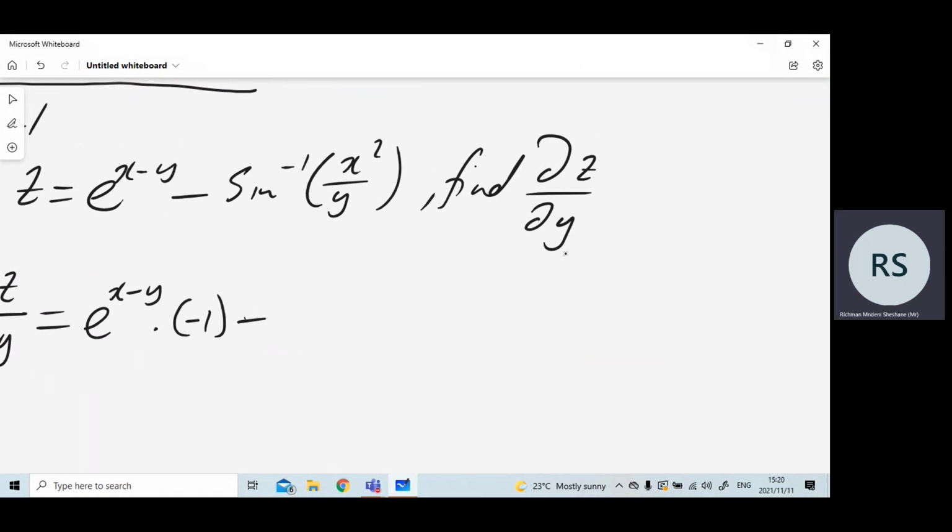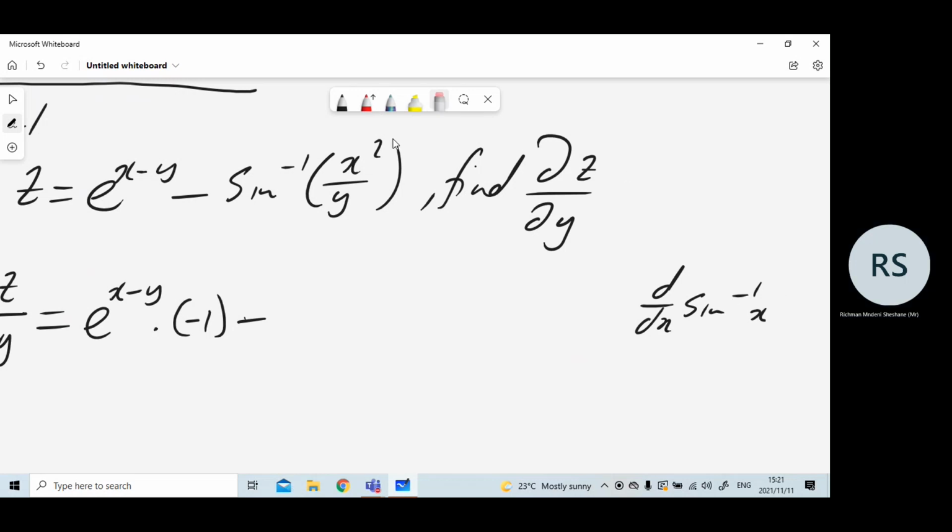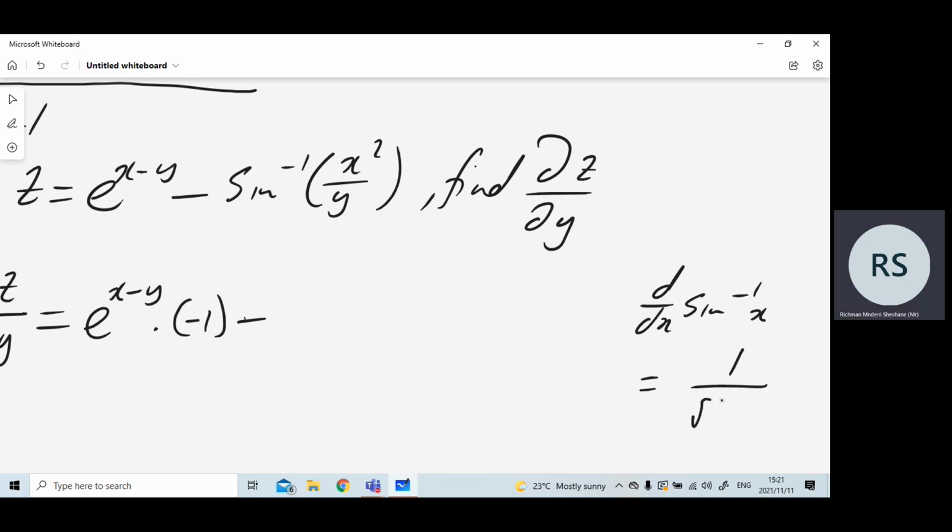So you know a derivative of sine inverse of x. I'm sorry about this. Okay. The derivative of sine inverse of x is 1 over square root of 1 minus x squared. So when you have x here, the derivative of sine inverse of x is 1 over square root of 1 minus x squared.